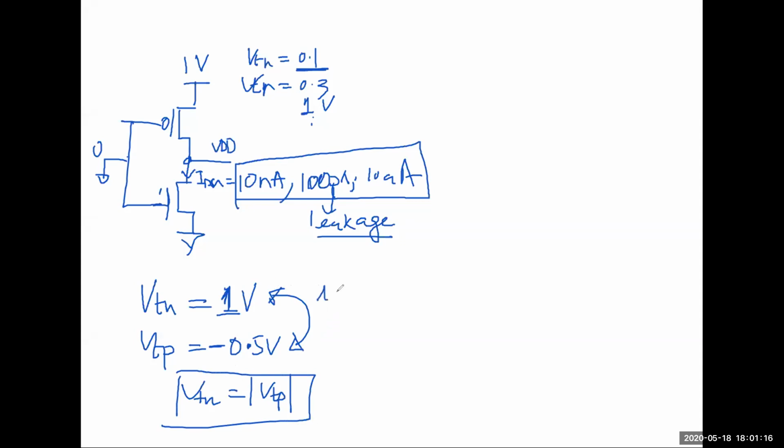And let's say, same thing, you keep mu n equal to 2 times mu p, typical value of 2.5, then how would you size it? So you can think about asymmetric ones as well.